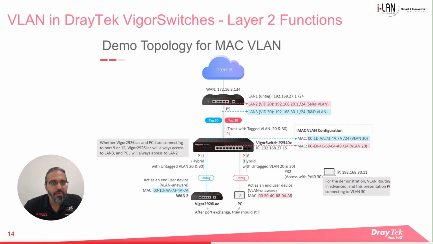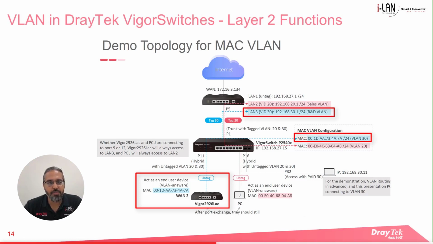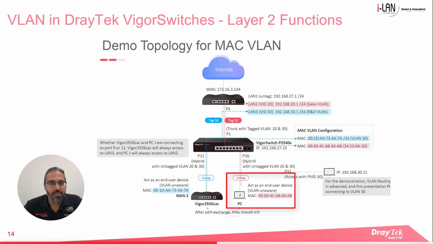Let me give you a brief demonstration of how MAC VLANs work. Have a look at the network topology we will be using. The VIGA 2926 LAC down at the bottom will have its MAC address belong to VLAN 30, shown in blue, and the PC will be in VLAN 20, shown in red. If we swap connection on the VIGA switch, these devices will always be in the correct VLAN and obtain an IP address in the correct LAN subnet.